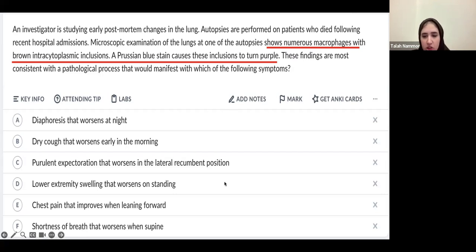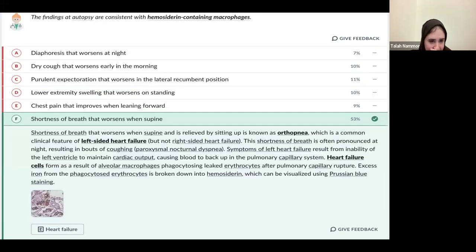Will we have diaphoresis that worsens at night? No, because it doesn't have to do with night or day. Would we have dry cough that worsens early in the morning? Maybe, but I don't know. No, I don't think so. Maybe. Let's just put it as a maybe. Purulent expectoration that worsens in the lateral recumbent position. So we're going to have sputum production and so on. I don't think so. Do you guys think so? No. Lower extremity swelling that worsens on standing. No, I don't think so. Okay, chest pain that improves when leaning forward. Maybe. Shortness of breath that worsens when supine. No, let's see.